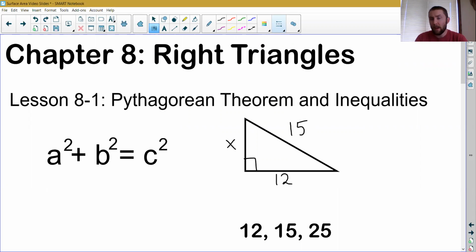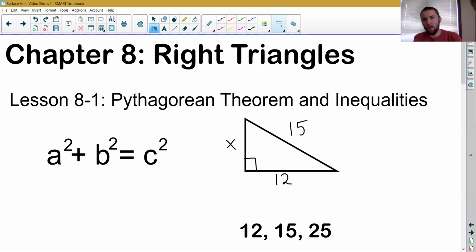And we will start way back in section 8.1 when we first talked about the Pythagorean Theorem, a squared plus b squared equals c squared, as a reminder of that formula and what it allows us to do. And then we extended it a little bit with something called the Pythagorean Inequalities.